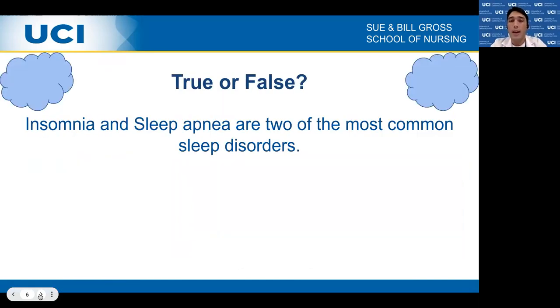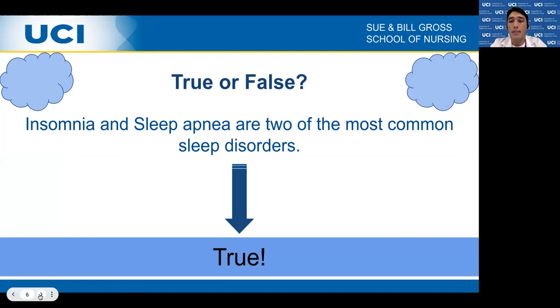And then next we have a true or false question. Insomnia and sleep apnea are two of the most common sleep disorders. True or false? The answer is true. Next, Elijah is going to talk about sleep cycle.